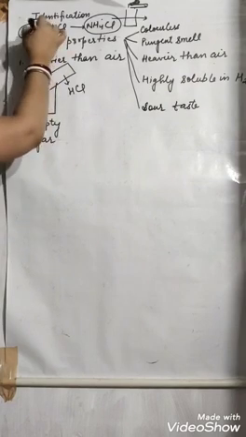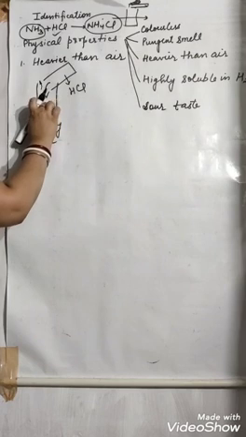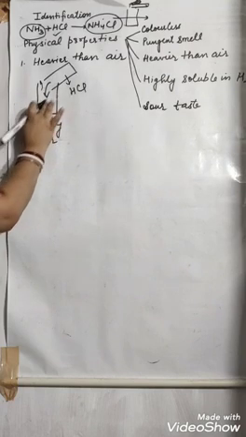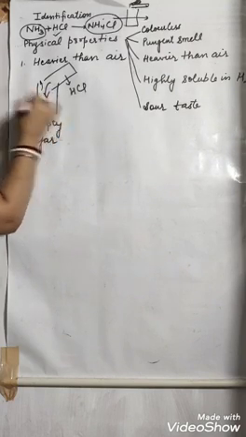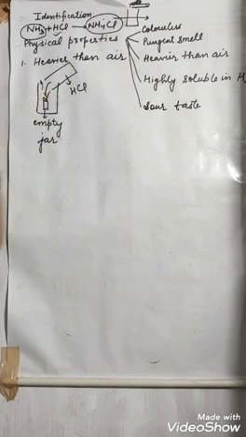After some time, you can test it by this method. Glass rod dipped in ammonia, you can take it over this test tube A, you will see dense white fumes. Or you can do one thing, you can take a candle. Before pouring, you can take a candle which is lit.